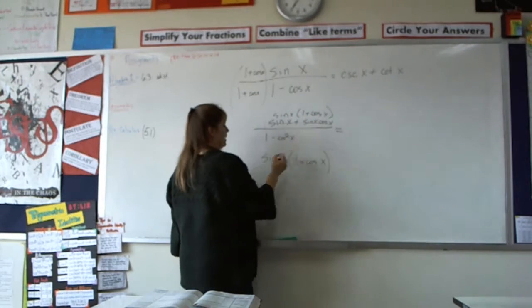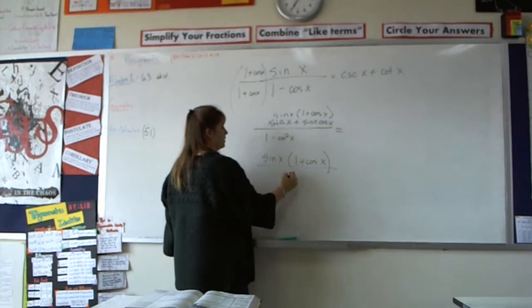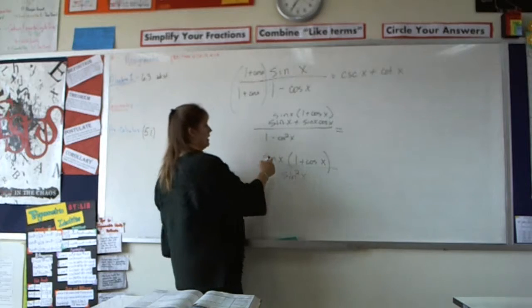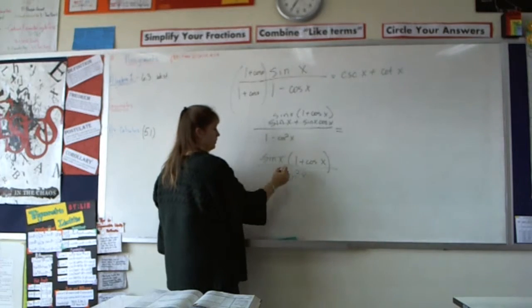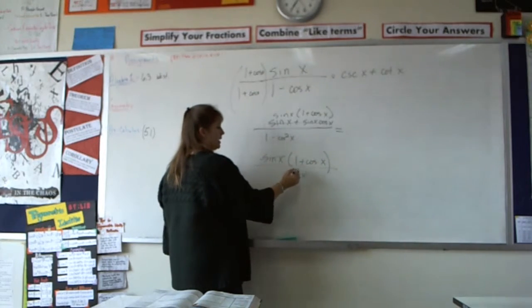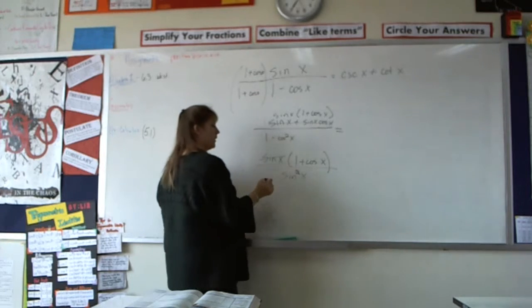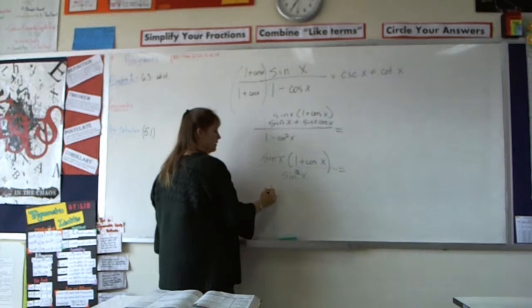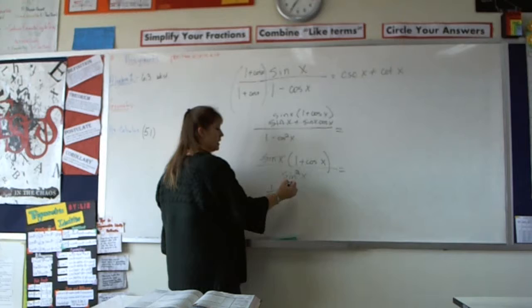I can see I'm going to eliminate at least 1, right? So this is going to now give me 1 plus cosine of x over sine. Get rid of that. Which means I'm going to get 1 over sine of x plus cosine over sine of x.